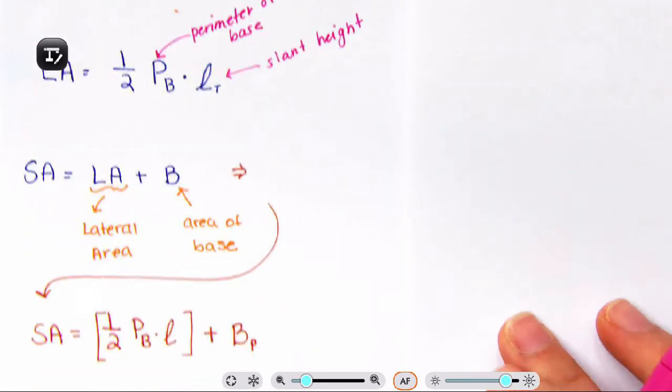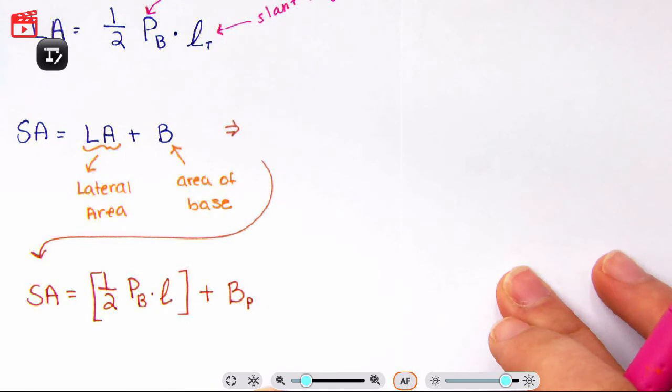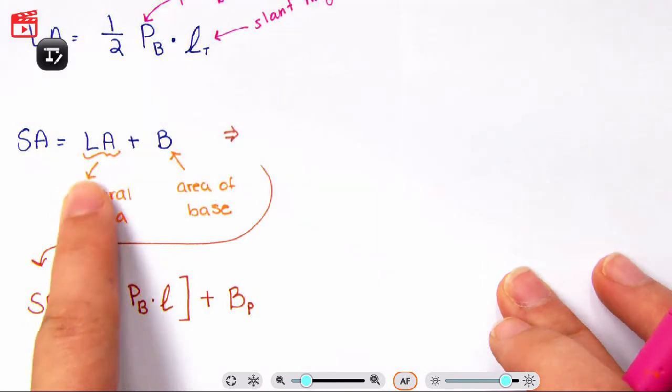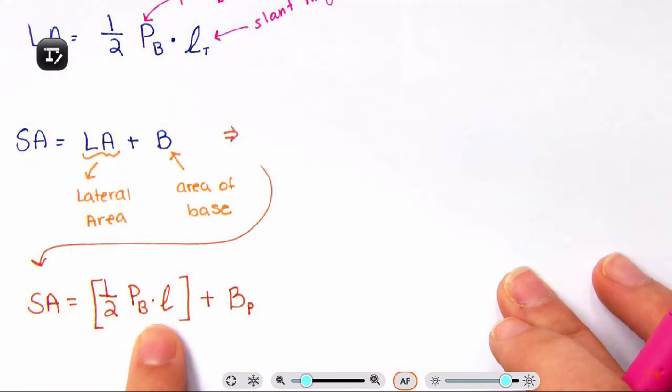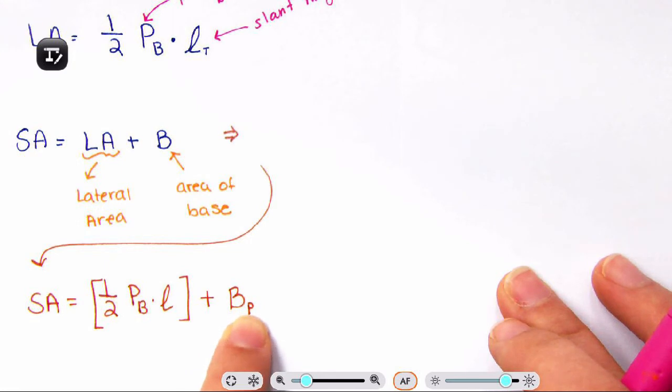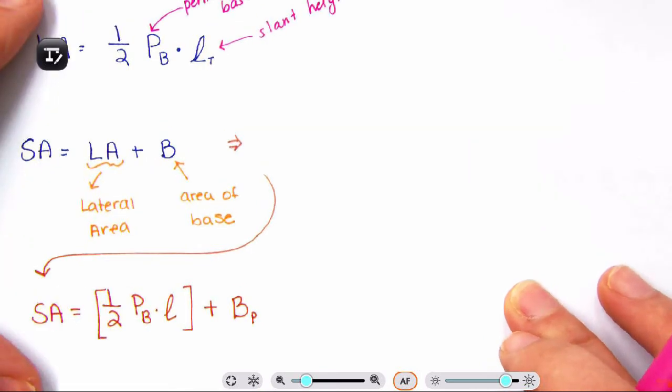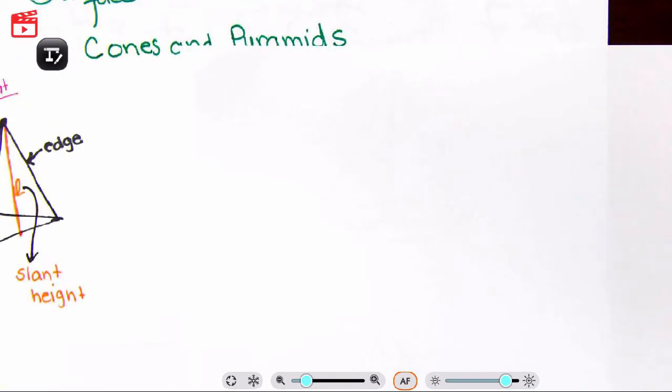Now, here is another formula for your surface area. Here I have replaced lateral area, LA, with the actual lateral area formula. So it's 1/2 times the perimeter of the base times the slant height. We're adding the base area of your pyramid. So this is the information you need to know for your pyramid. Now let's go ahead and do exactly the same thing for your cones.